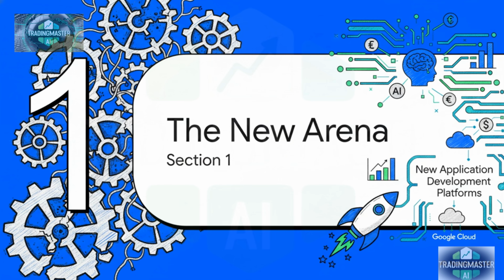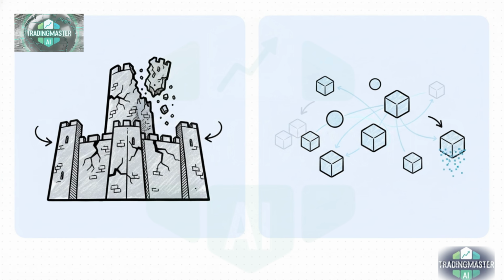So what is this new arena anyway? Well, it's a direct response to the limitations of the past. Let's be honest, the old ways of building software just can't keep up with the demands of modern AI and finance anymore. On one side, you've got the traditional monolith, basically a single massive block of code. It's slow to update, and a single failure can trigger a catastrophic collapse. And scaling, it means you have to scale everything at once, which is incredibly inefficient.